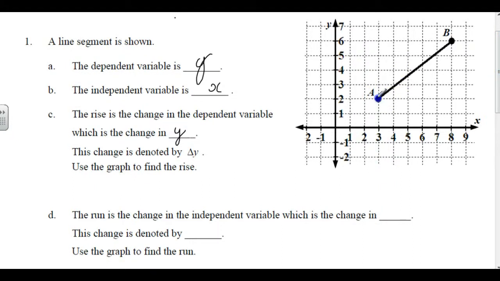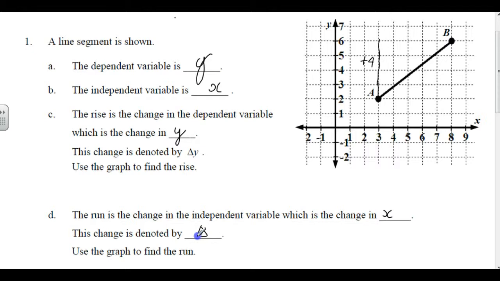So remember, we start at the left endpoint. We go 1. Okay, so we can draw this in, I guess. So we go 1, 2, 3, 4. So up 4.